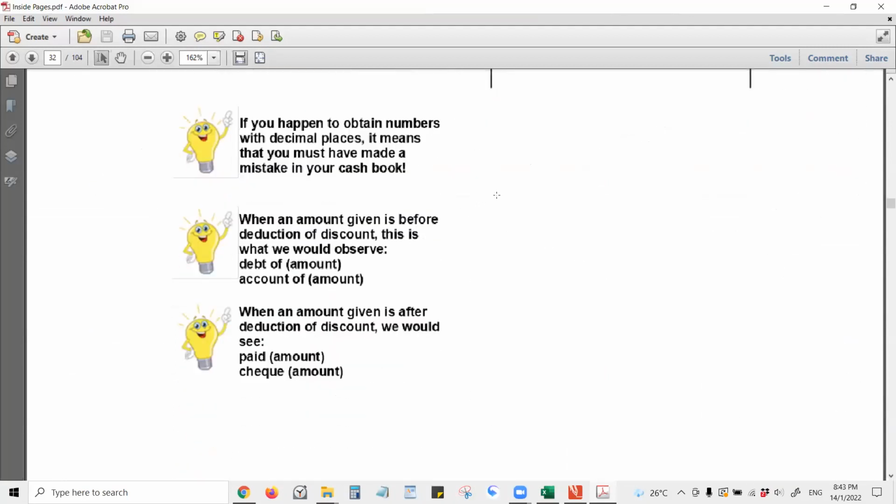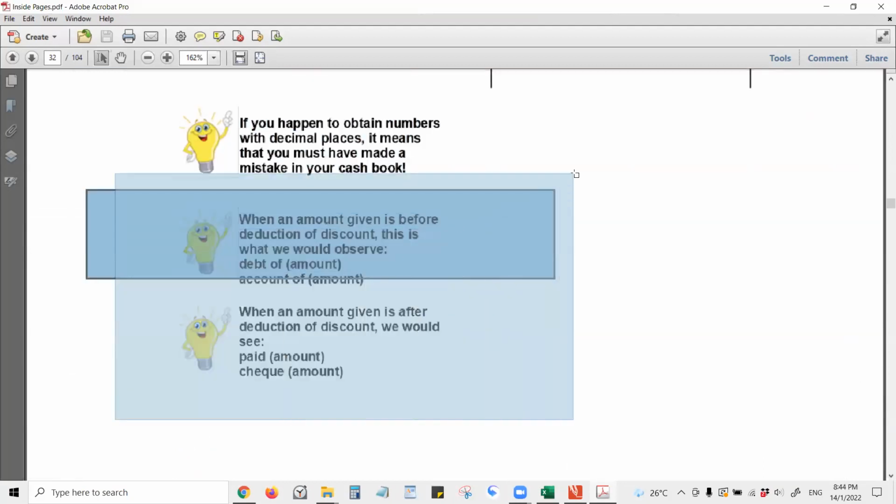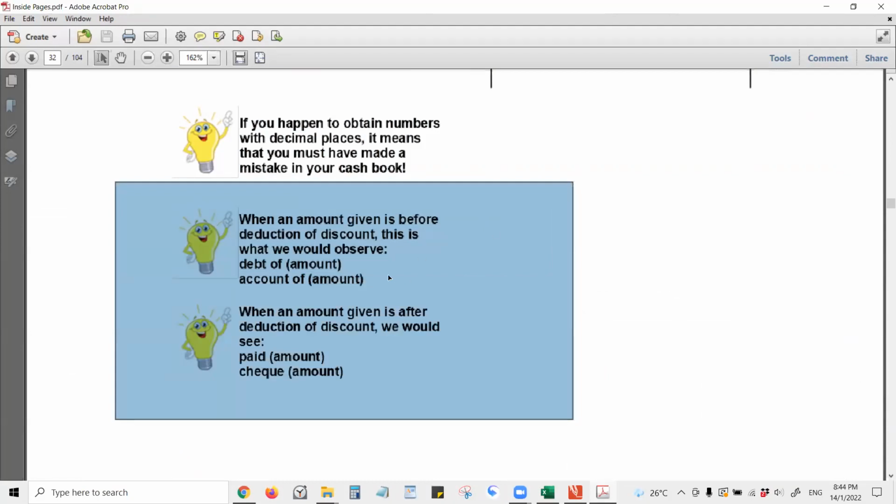So I want you to copy this one. Okay, these two light bulbs. All the words next to these two light bulbs. So I read this and then you copy together. When an amount given is before deduction of discount, this is what we would observe in the exam question. When the exam question writes debt of and then an amount, that means that amount is before deducting discount. When you see account of and then an amount, that means this amount is before deducting discount. Okay, when you have done enough questions, then you would know how to observe. You will see all these things.